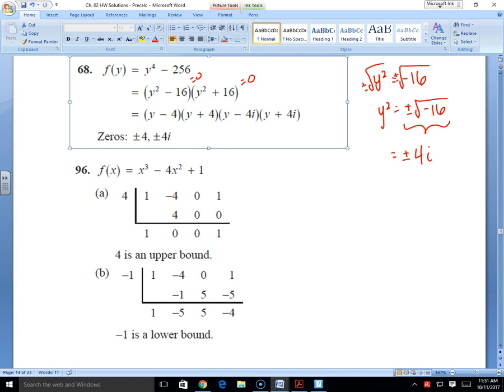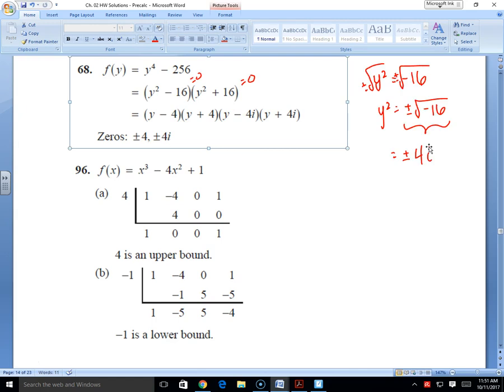Does that make sense? Factors say I'll take all the zeros and I'll do y minus each of them. Y minus a positive 4, y minus a negative 4. Y minus a positive 4i, y minus a negative 4i. There we go.